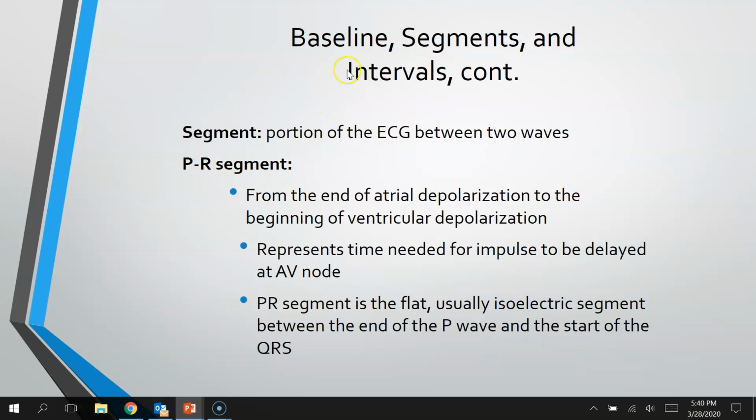Okay. So the PR segment, again, it's between two waves. It ends at the atrial depolarization and begins with the ventricular depolarization. What this is actually the time needed for the impulse to be delayed at the AV node. So we get that SA node firing, it goes to the AV node. We just need a little bit of delay there before it transfers on. Generally, our PR segment is flat. It's usually isoelectric, right on the line, and that's normally what we will see for this PR segment.